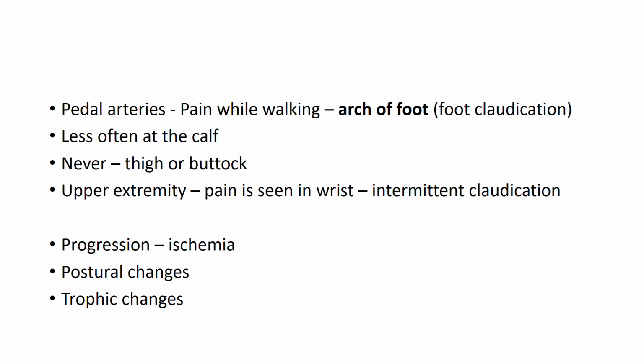And if the arteries of the upper extremities are involved, the patient can complain of pain in the wrist and the fingers. And here also, like we saw in the lower extremity, the patient complains of pain whenever there is any kind of exercise or motion. So this is called intermittent claudication. As this process continues, it leads to ischemia. Initially there was less ischemia, then as it progresses, the ischemia increases.